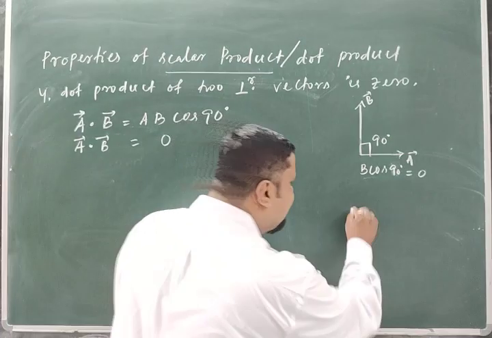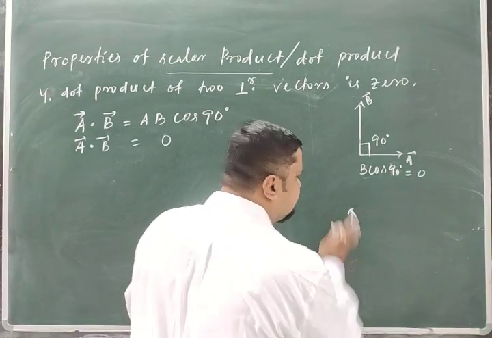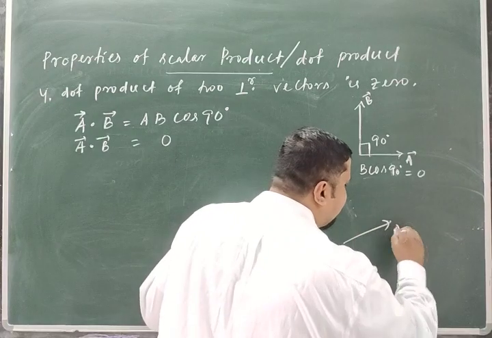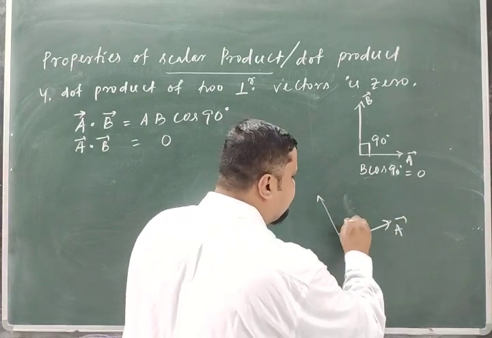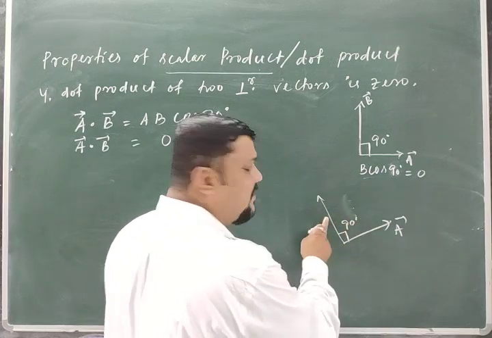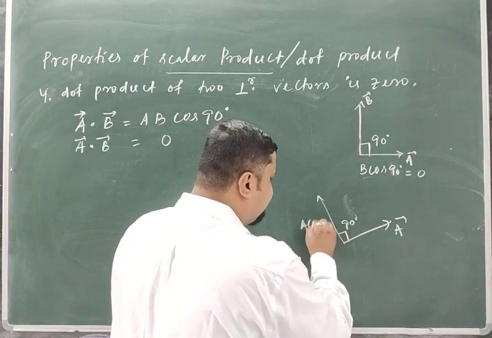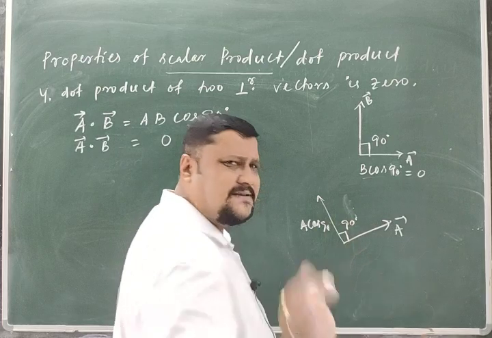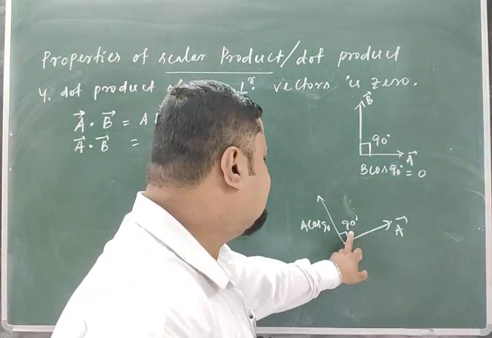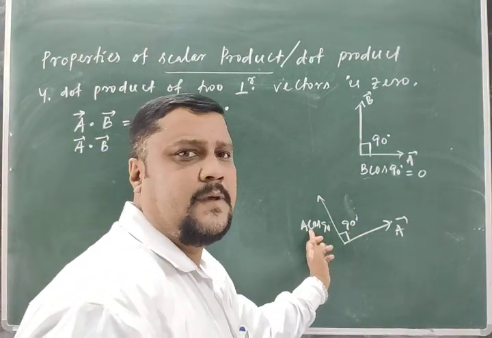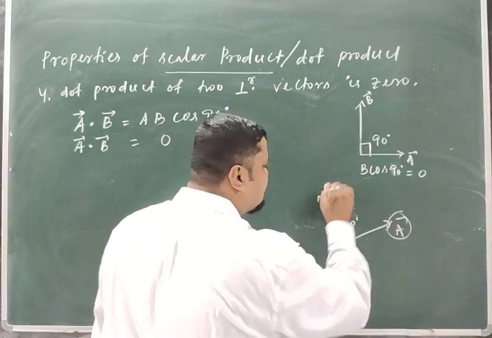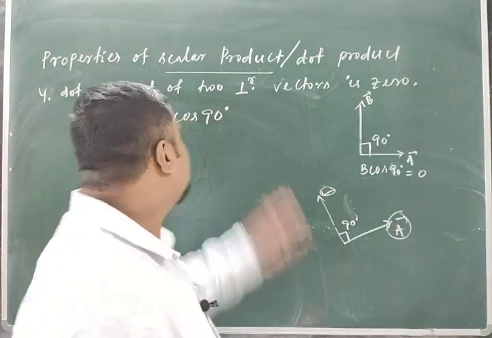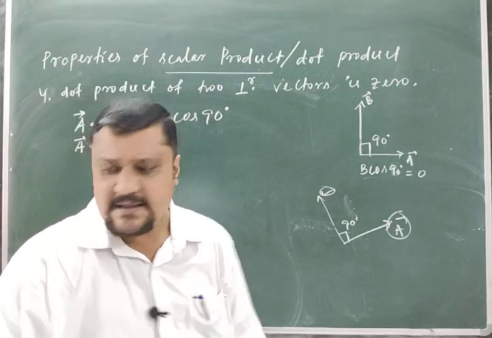Suppose I give you a vector like this, A, and there is a perpendicular component like this. This is 90. So what is the component of A along this direction? A cos 90. Same thing. Don't take this as horizontal and vertical only. If this is 90, A cos 90. What is cos 90? 0. So what is the component of this vector A along this? 0.